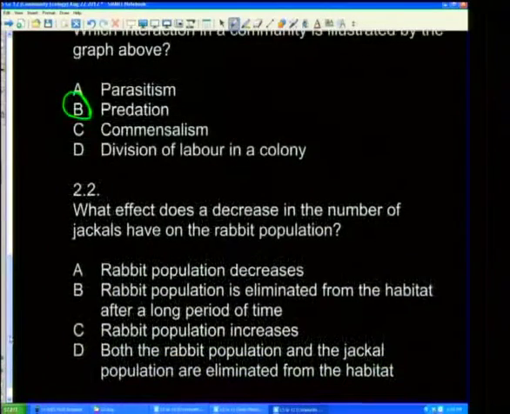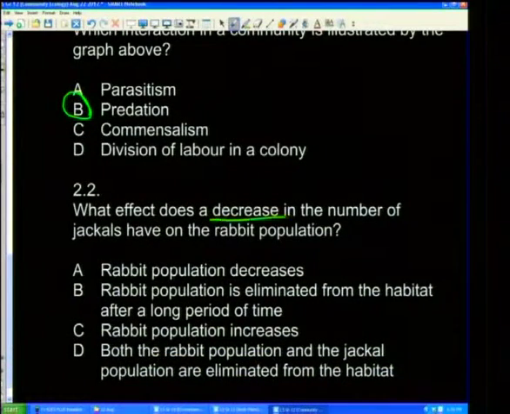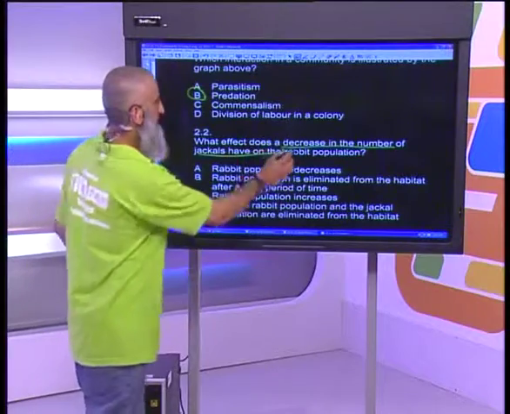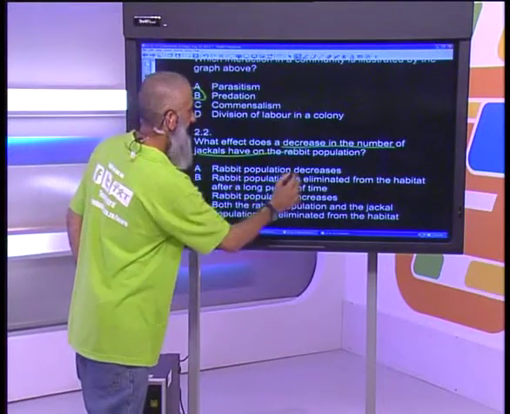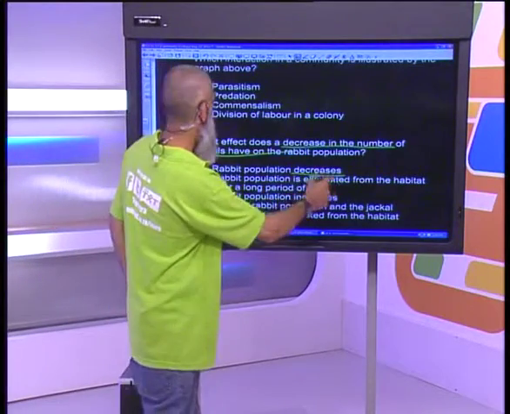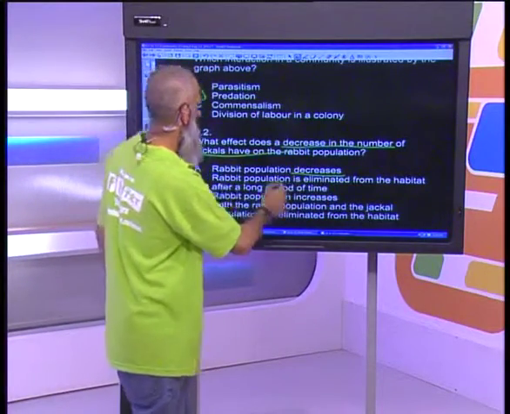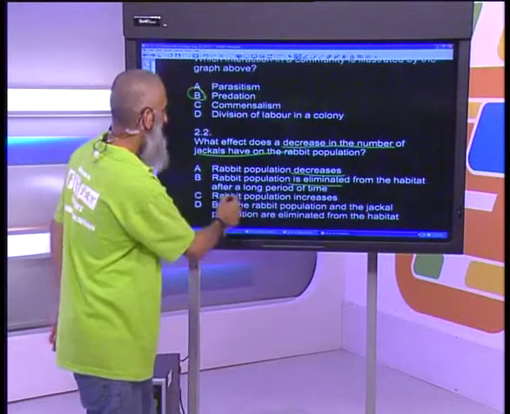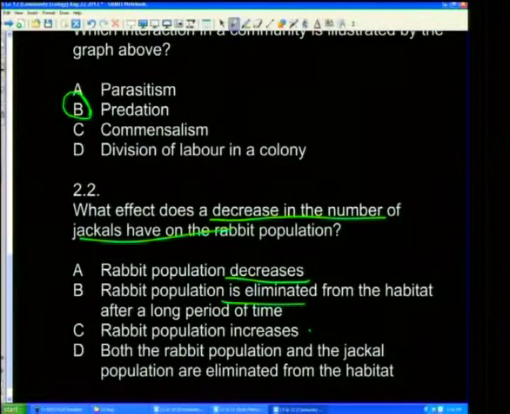The next one says, what effect does a decrease in the number of jackals have on the rabbit population? Jackals are the predator. If we decrease the jackals, what's going to happen to the rabbit population? Do they decrease? No. Is eliminated from the habitat after a long period of time? No. Rabbit population increases, maybe. Both the rabbit population and the jackal are eliminated from the habitat? No. So obviously our correct answer is C.